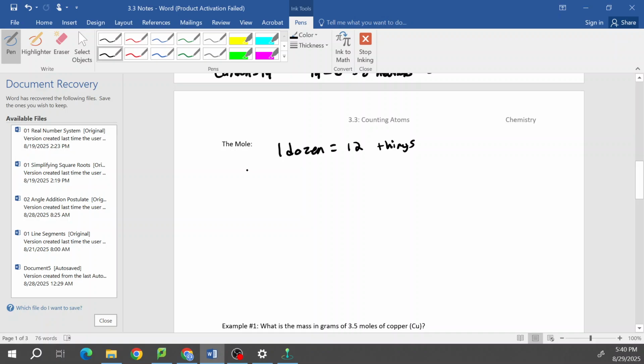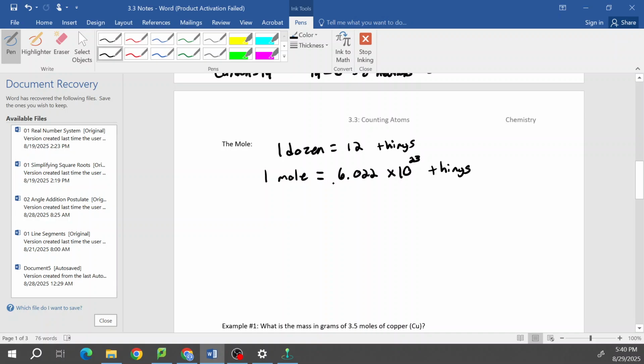And so a dozen is simply 12 things. Similarly, this new thing, the mole, acts just like a dozen. We use the mole to count really small things like atoms. An atom is super, super small, so I wouldn't want to count just 12 atoms because I wouldn't have enough to really do anything with. So a mole is used to count really, really small objects like atoms, and 1 mole is equal to 6.022 times 10 to the 23 things.